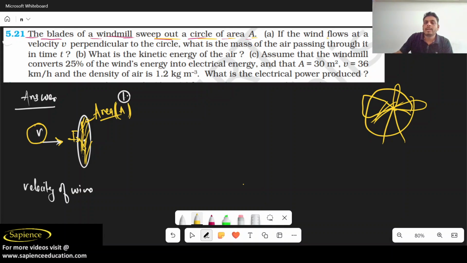If the wind flows at a velocity of v, so wind speed is how much? V, perpendicular to the circle. What is the mass of the air passing through it in a time t? So how will you find mass?